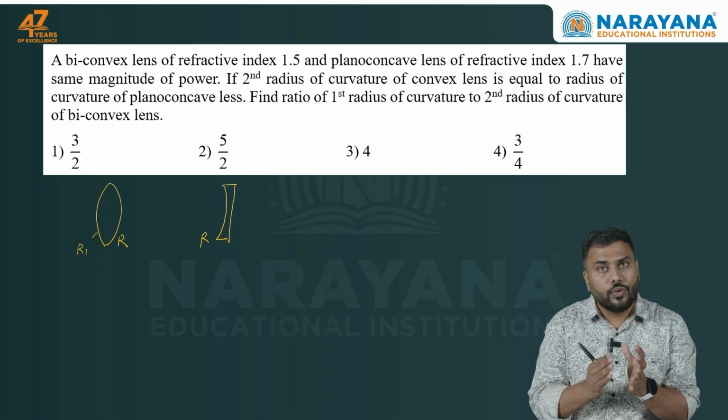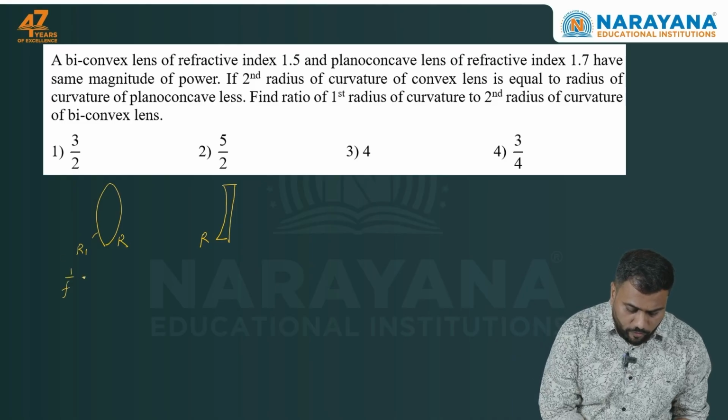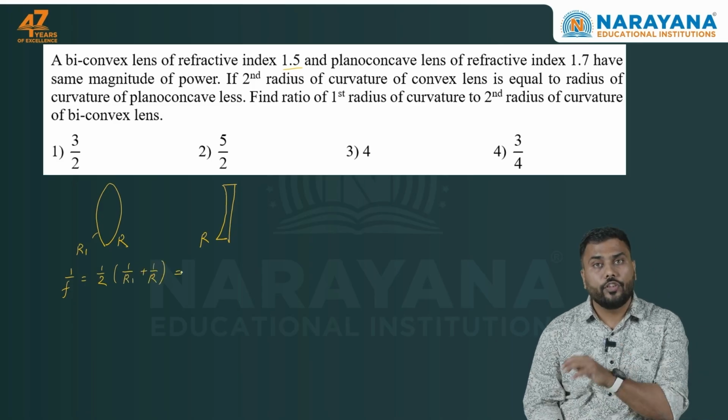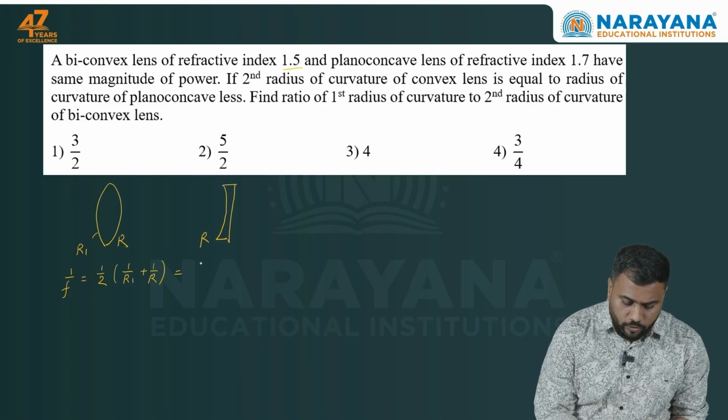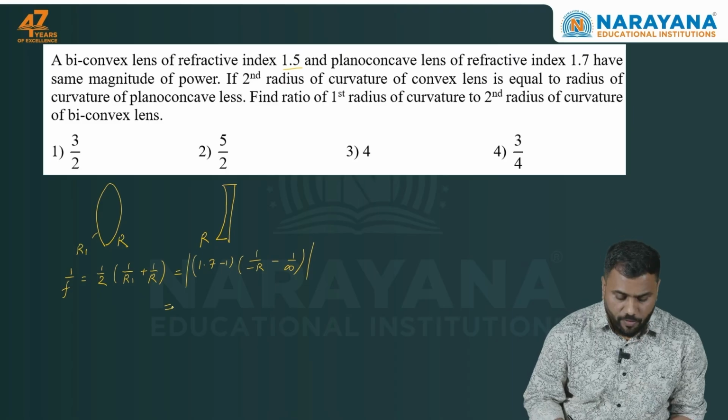The power of the two lenses is same, so I can say magnitude of focal length is also same. The focal length of this convex lens will be 1 by f is equal to mu minus 1. Mu is given as 1.5. Mu minus 1 will be 0.5 into 1 by r1 plus 1 by r. This is same as the magnitude of focal length of the second. So second lens will have mu minus 1, 1.7 minus 1 into 1 upon first surface radius of curvature will be negative and second surface is a plane surface. I will take mod of this expression because I need magnitude of powers to be equal.